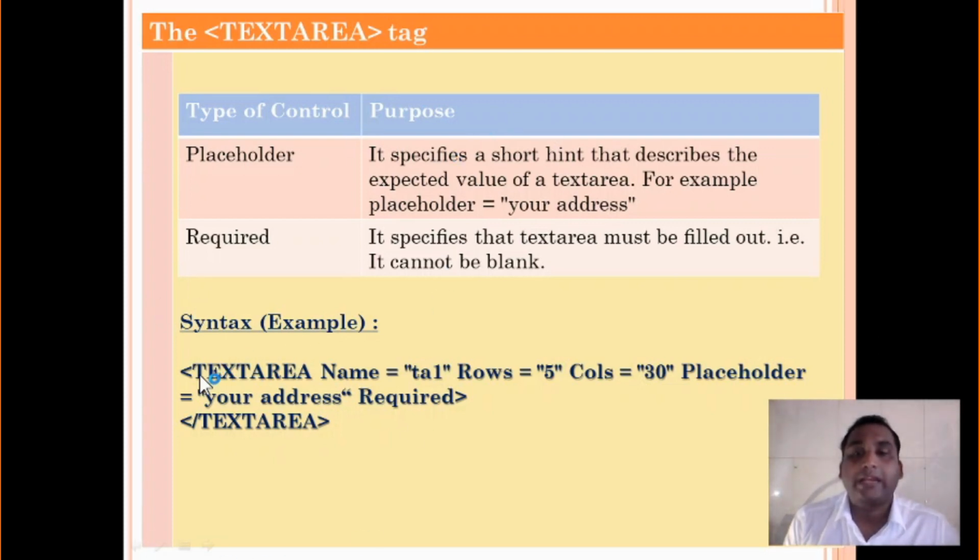Syntax, how do we write? Textarea name, we give some name, rows, cols, placeholder and required, and just close the textarea. What will happen is this: your address will be by default written into the textarea. When you click onto it, this your address will go, and the user will be allowed to type something into the textarea.